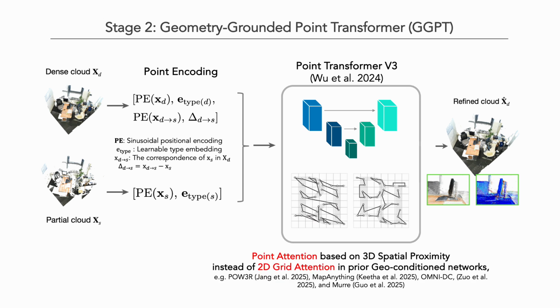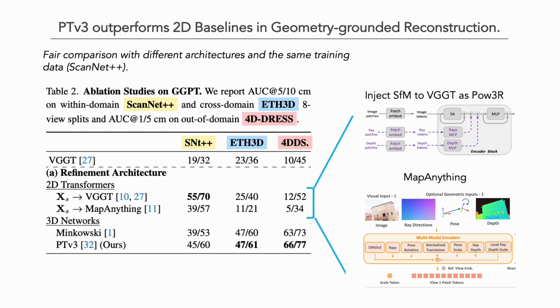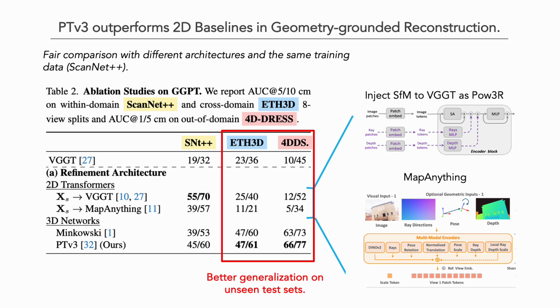Note that in the point transformer, we apply point attention based on spatial proximity instead of 2D grid attention, which distinguishes our method from prior 2D-based geo-conditioned networks, such as Pow3R and MapAnything. Experiments show that with the same training data, using a 3D point transformer can achieve better generalization than 2D transformers.